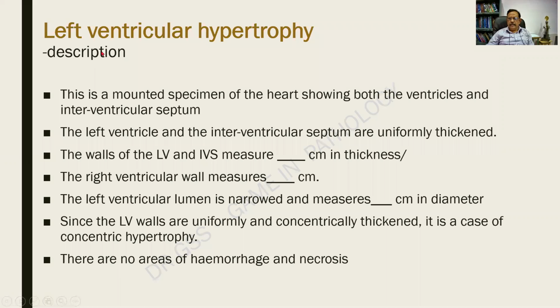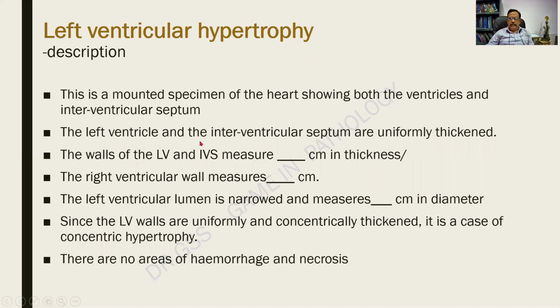A description is always mandatory. So this can be a specimen for description, and it shall be described as given. This is a mounted specimen of the heart. Always I tell you people, because the specimen will be in the jar. They won't give you a wet specimen on hand. It shows both the ventricles and the interventricular septum.